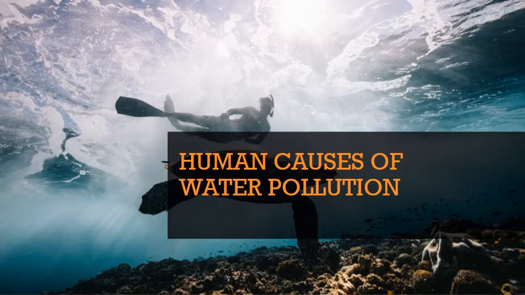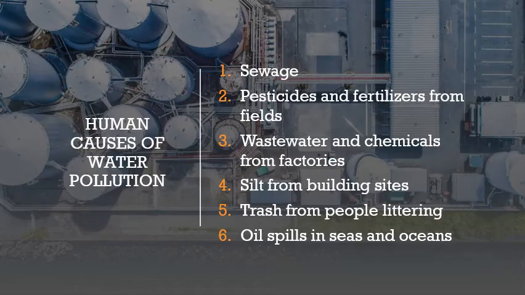Then human causes: how are we causing the water pollution? How are we responsible for polluting the water? When I say we, it is you, me, everyone around us. It is not particularly somebody else who is polluting the water. It is each one of us who should be responsible for this water pollution or any kind of pollution on earth. Human activities also cause water pollution. They are sewage, pesticides and fertilizers from fields, waste water and chemicals from factories, silt from building sites, trash from people littering, oil spills in seas and oceans.